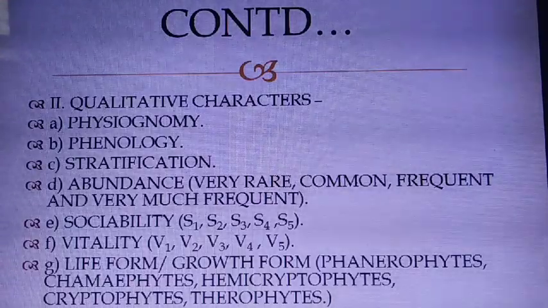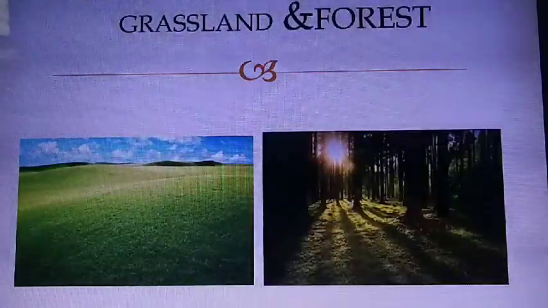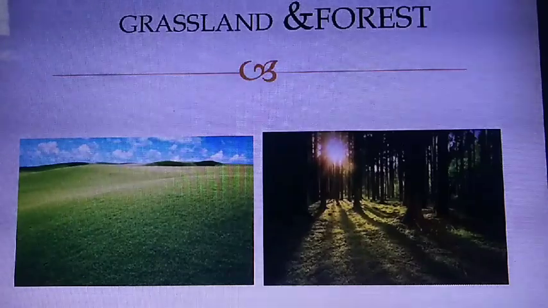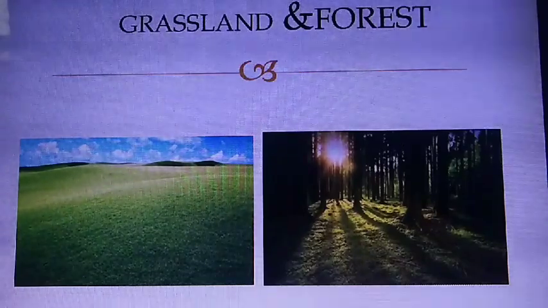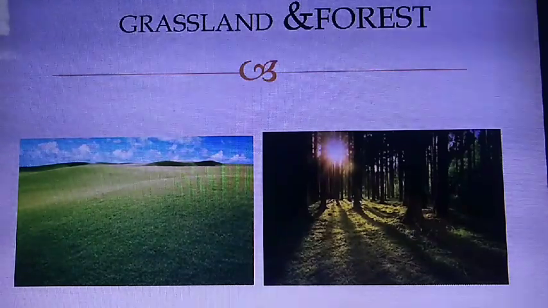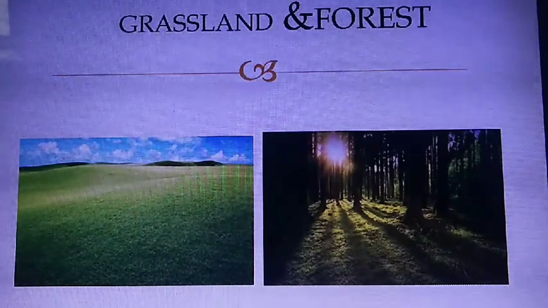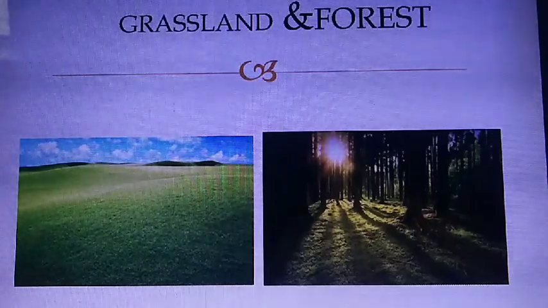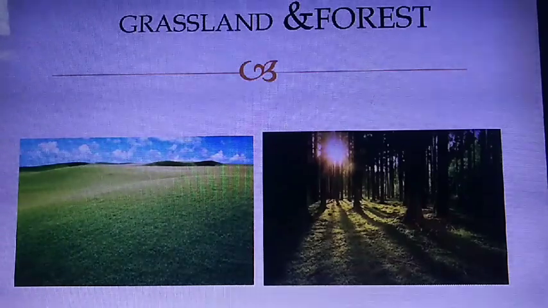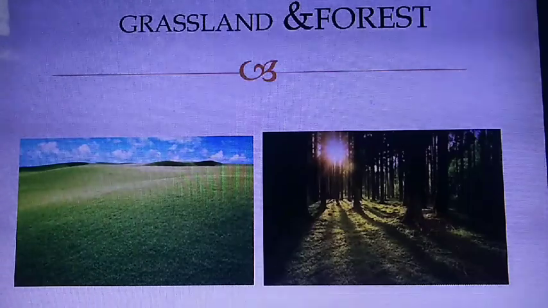First of all, coming to physiognomy, that is the general appearance of vegetation as determined by the growth form of dominant species. Like, it can be a grassland or a forest. In a grassland, the dominant species are grasses, and in a forest, the long tall trees are the dominant species. Thus, the physiognomy demarcates the general appearance of vegetation.